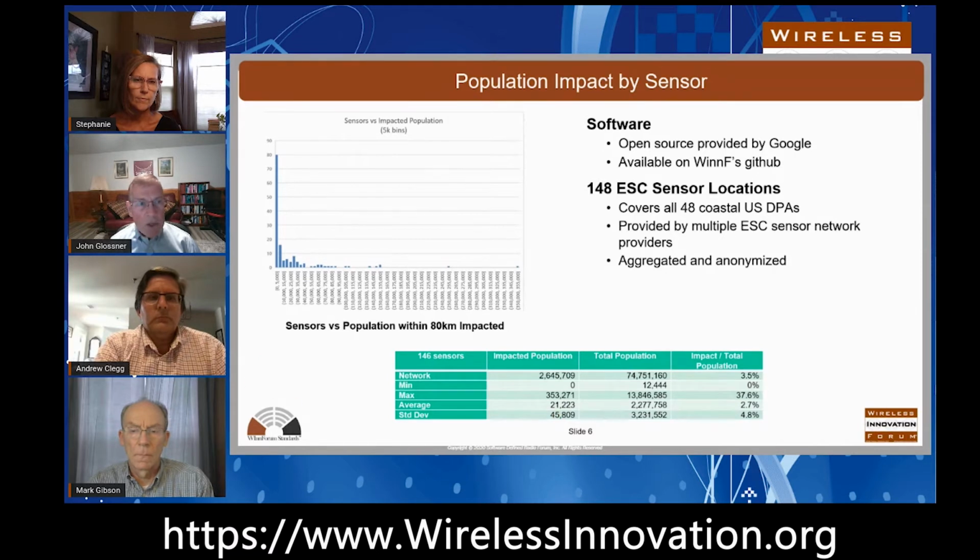So we ran all those numbers for all of the different algorithms that we had, and we put them together into this report. And so you can get advice on, maybe, how to best locate an ESC sensor so it has minimum impact, and then see, for the sensor networks that we looked at, what were the results of checking all of those sensors for interference.